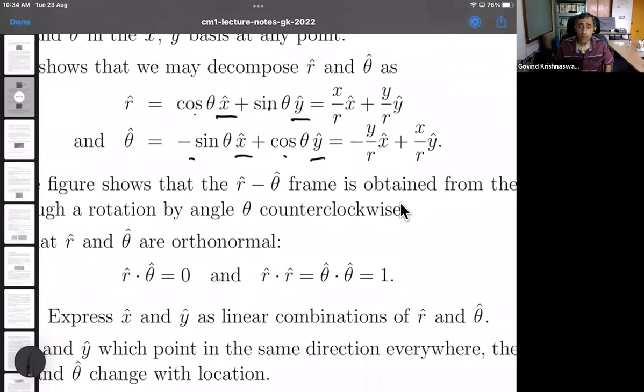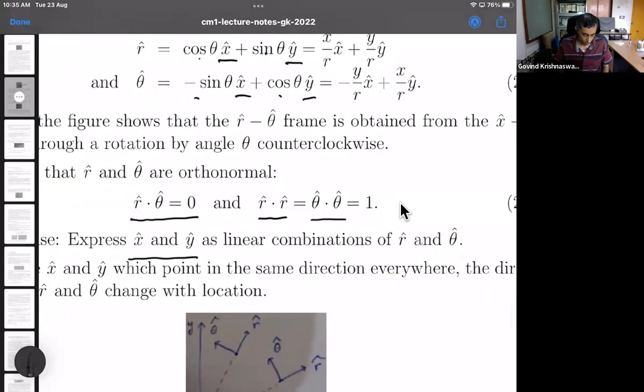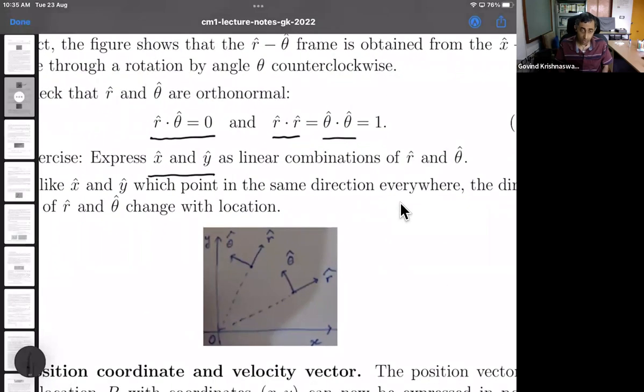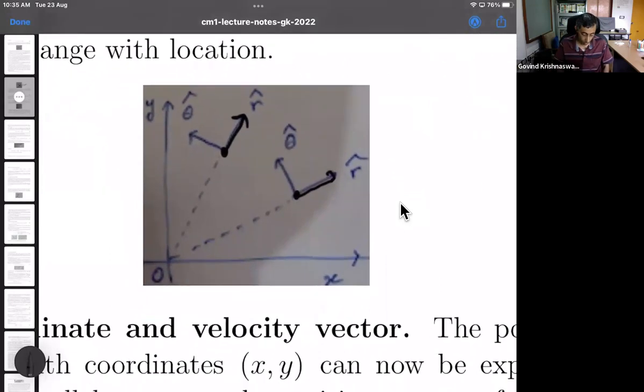Okay. We of course also observed that r hat and theta hat are orthonormal. By simple calculation, the dot product is 0 and r hat dot r hat and theta hat dot theta hat are both 1. So that defines an orthonormal frame. Of course, you could invert and express x hat and y hat in terms of r hat and theta hat. Yeah. Okay. So this figure, of course, illustrates very explicitly that the direction of r hat depends on location. Yeah, it's changing quite rapidly.